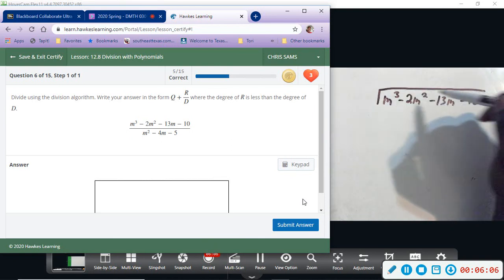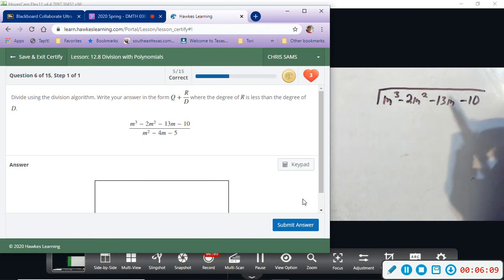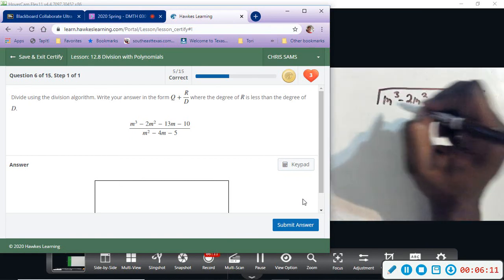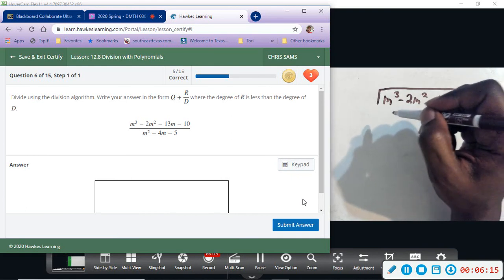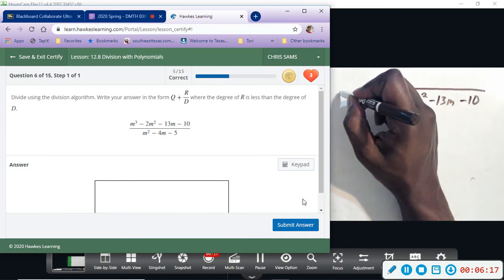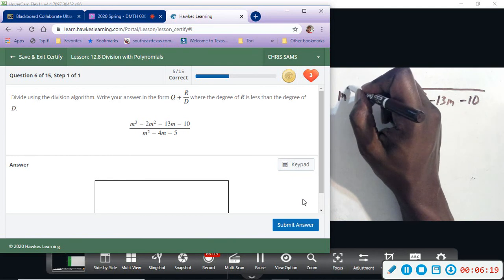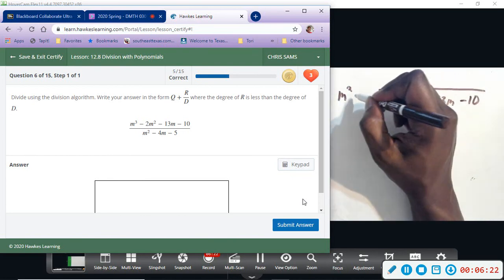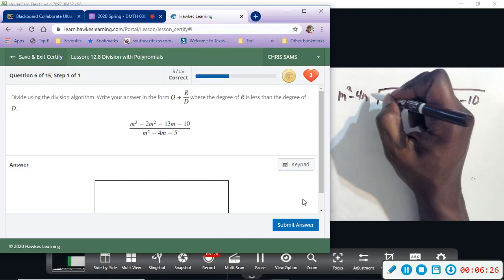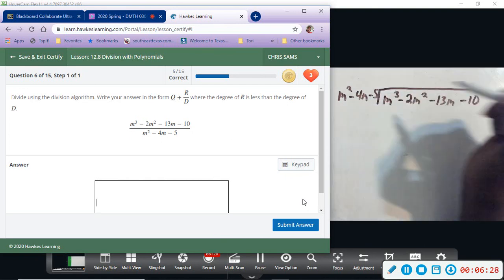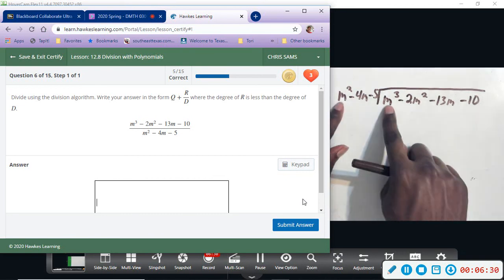2, 1, 3, 2, 1, 0. Good. On the bottom, same thing. So if you're doing long, if you're missing terms, you would also have to put zeros as placeholders for those, but we're not missing any. So we have m squared minus 4m minus 5. Alright, so remember, you only focus on the first term. Make those be the same. I got 2 m's. How many more do I need to get 3? Just 1.